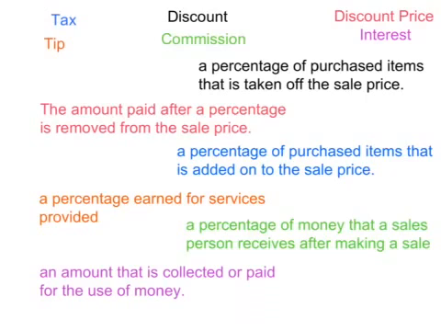In order to really understand this, you need to understand the vocabulary. The first one that I want to discuss is discount. A discount is simply a percentage of purchased items that is taken off the sale price. Taken off being the key words in this definition. Discount is something that you will take off or subtract.